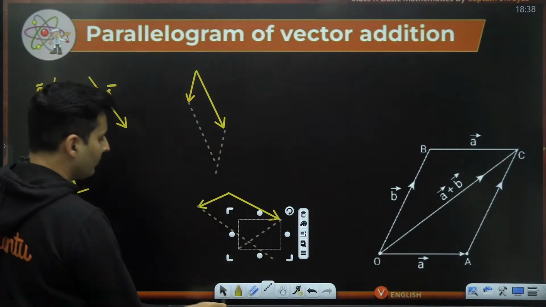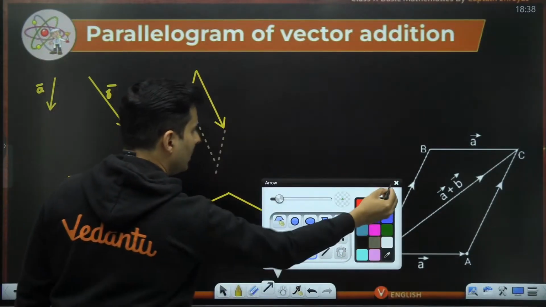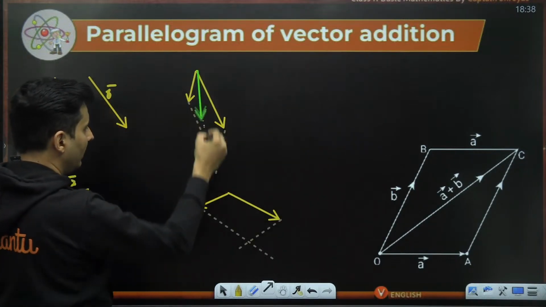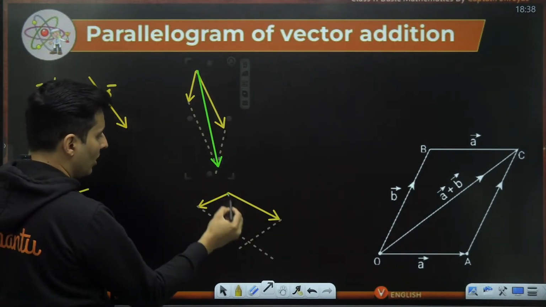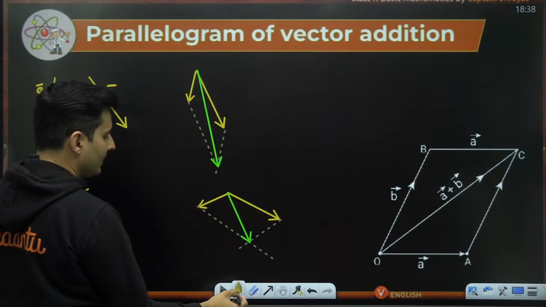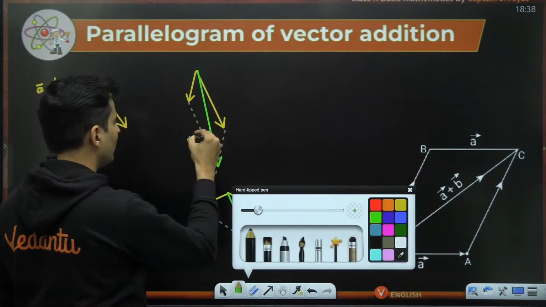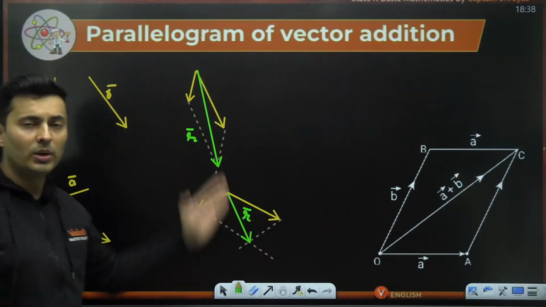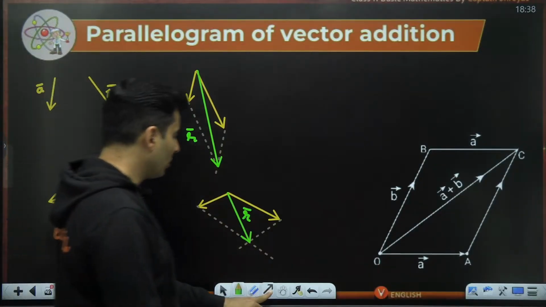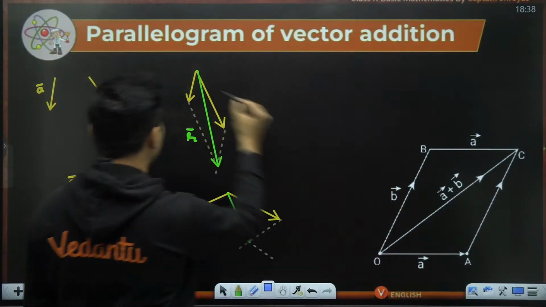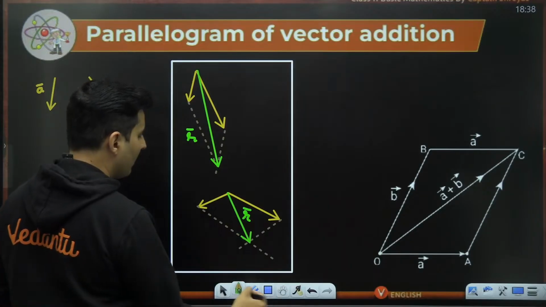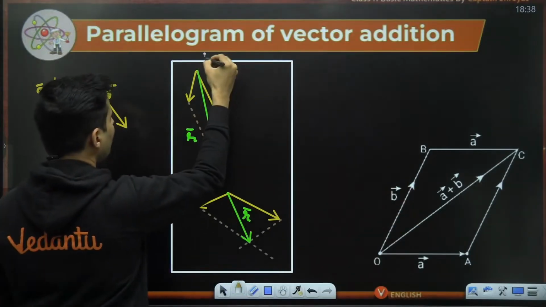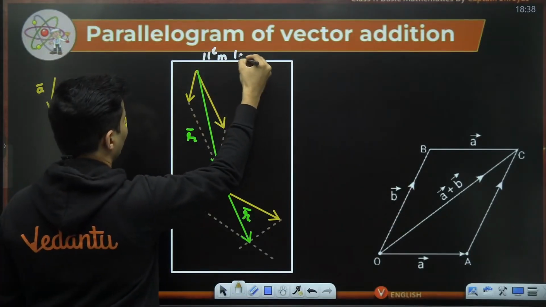Parallelogram done. Once the parallelogram is done, now from the common tail, draw the diagonal. That's it. That is your resultant. So this is your resultant vector. This is also your resultant vector. Understood how to do it using parallelogram law? So in both of these scenarios, I have used nothing but the parallelogram law of vector addition.